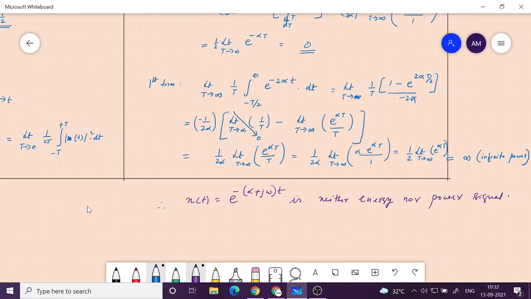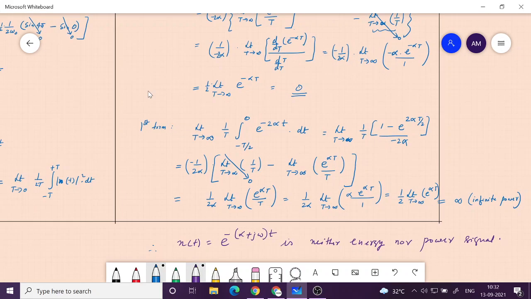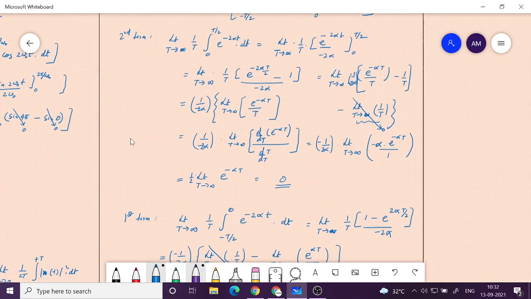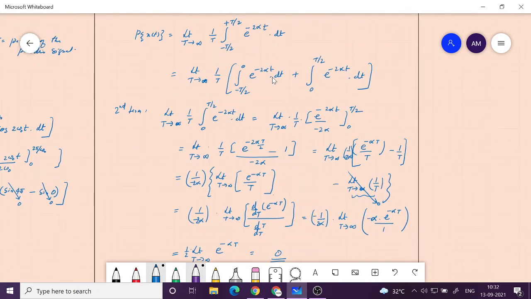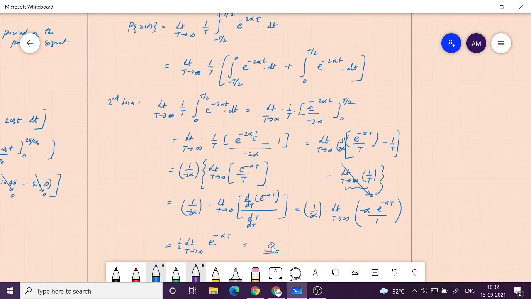Sir, if it has only the expression of 0, then should we have considered it as a power signal? Repeat the question. So if we have only the second term, which is 0, then should we have considered it as a power signal? Yes, second term means here there are two terms. But in this case you see the power is also 0, right?